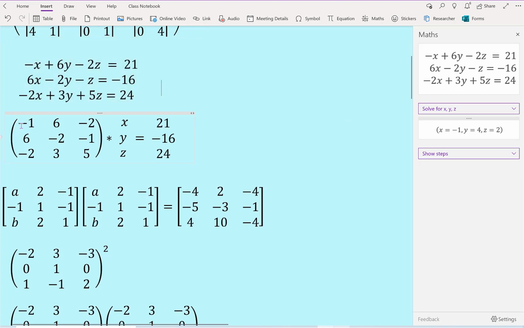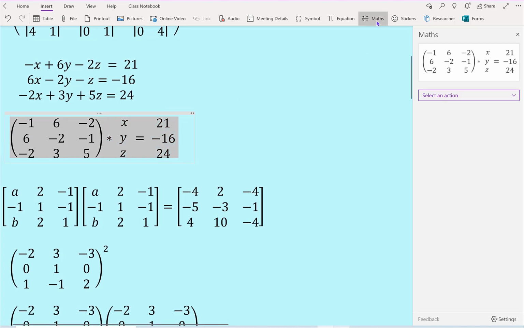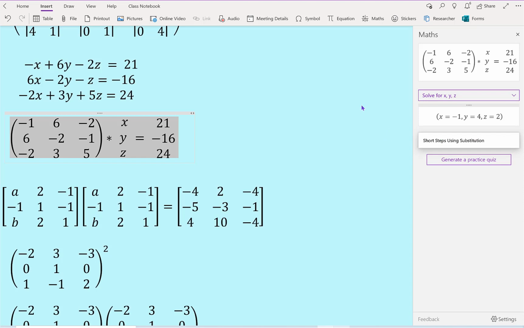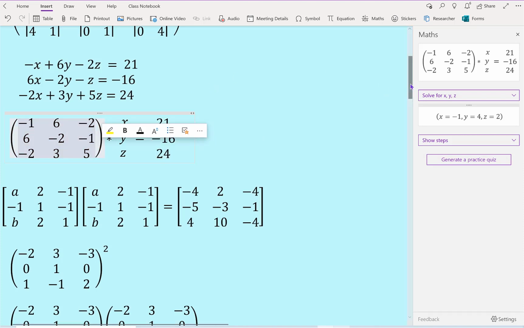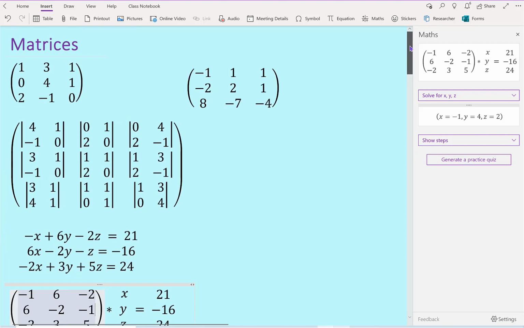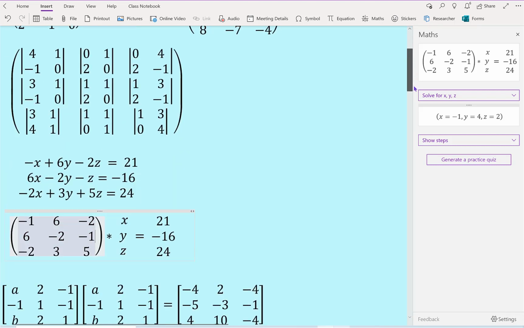So what I've done is I rewrite this in terms of a matrix, and when I press on the math button again, solve, and then steps, it still doesn't show me the steps. So what I need to do is work out the inverse of that matrix, like how I demonstrated at the beginning, and then solve.